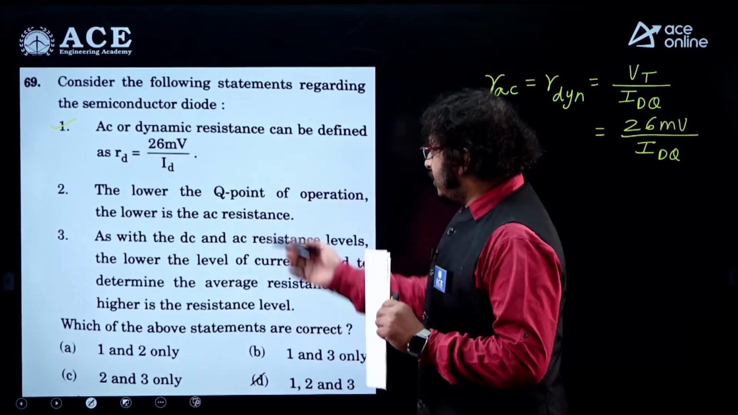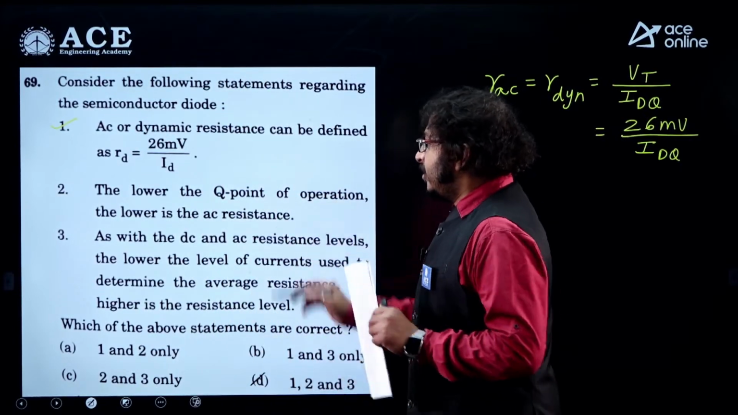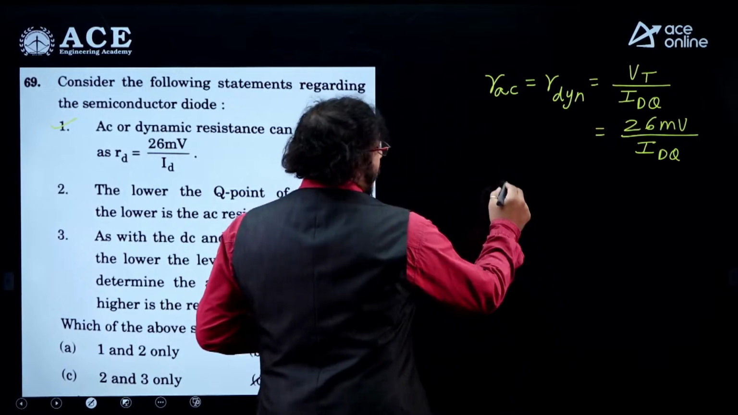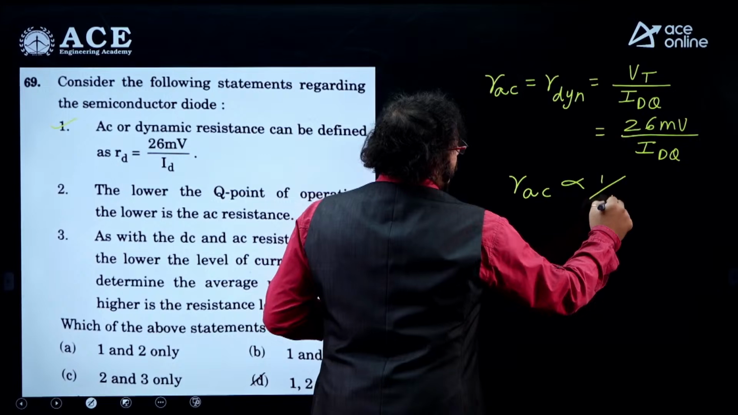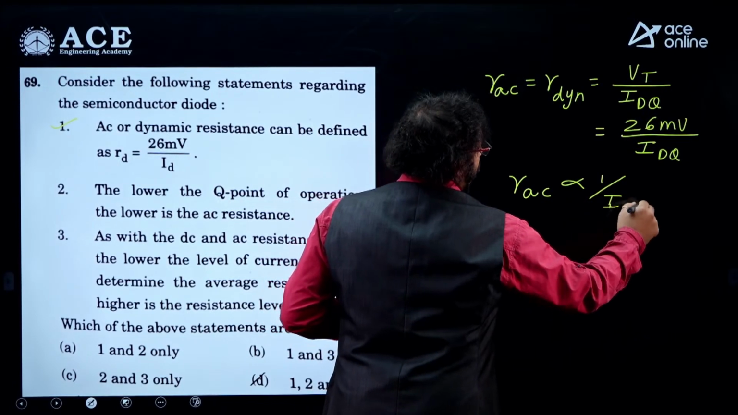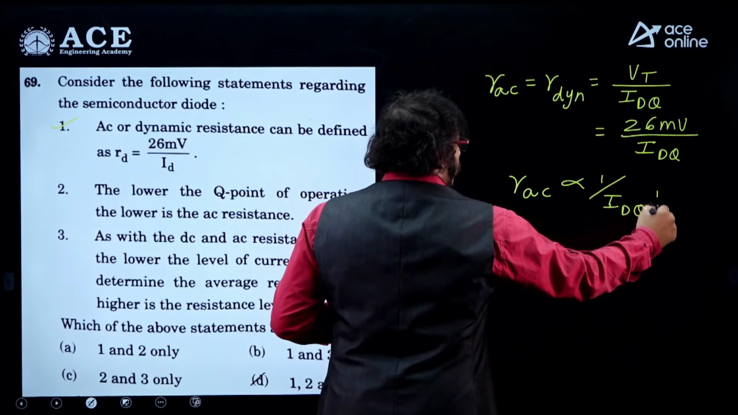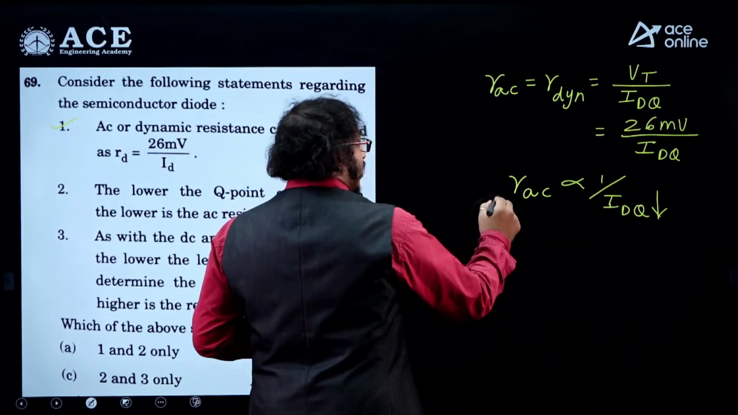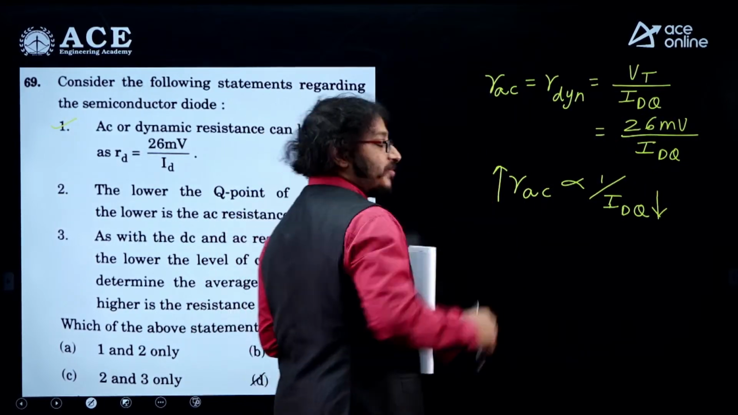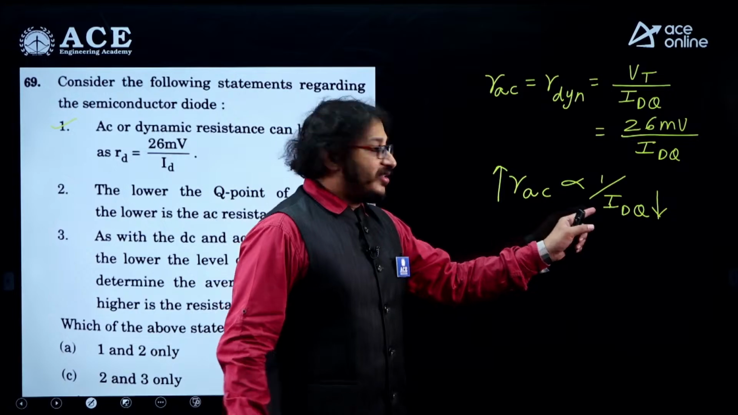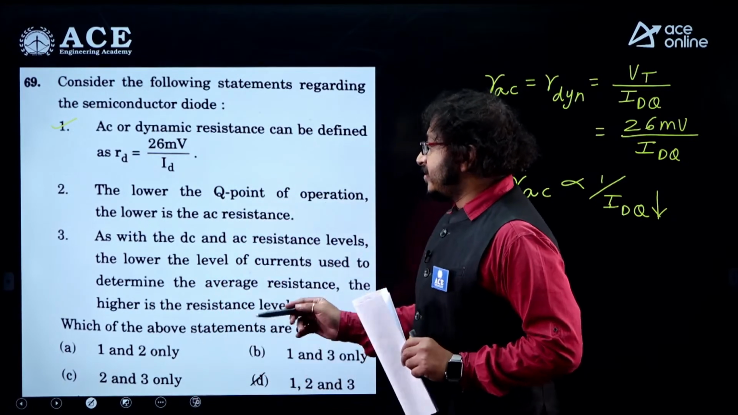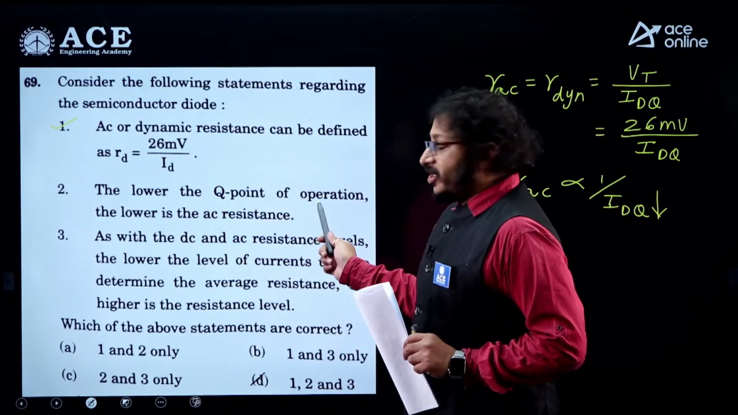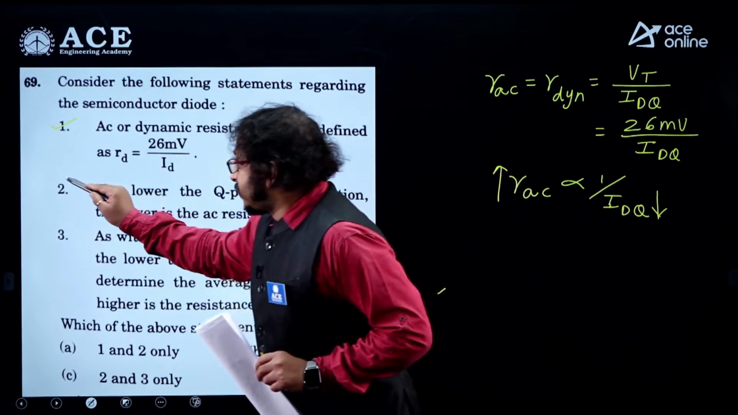Whereas, the lower the quiescent point of operation, the lower will be the AC resistance. Excuse me, you please check it out here. AC resistance is inversely proportional to the diode Q point. So if the Q point current is small, the resistance must be large. If the quiescent point current is a smaller value, the resistance must be large. But the examiner is saying the lower the Q point of operation, the lower the resistance, which is absolutely wrong, man.